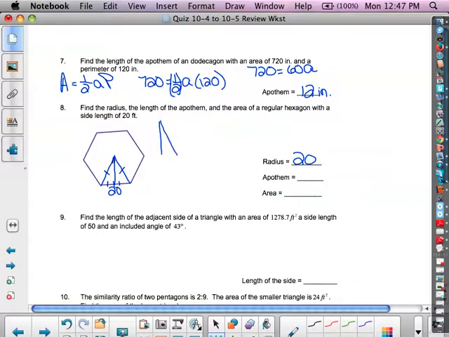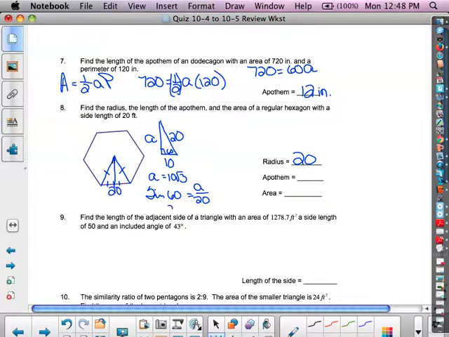So actually, you could even use the Pythagorean theorem here. The length of half the side is 10, the radius is 20, and you want the apothem. If you use that this is a 30-60-90 triangle, you'll find that the apothem is equal to 10√3. If you use a trig ratio, you could use sine of 60 is equal to A over 20.